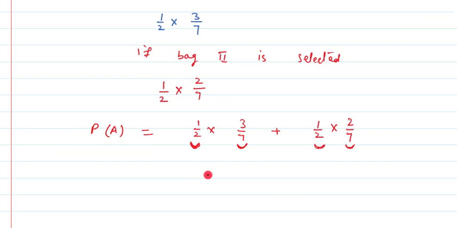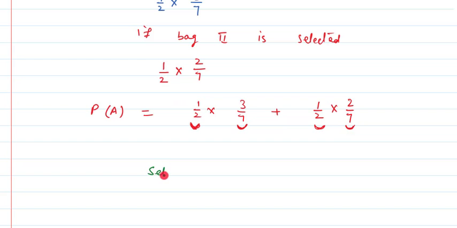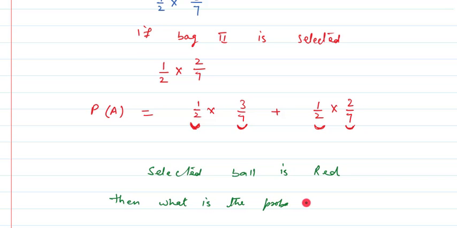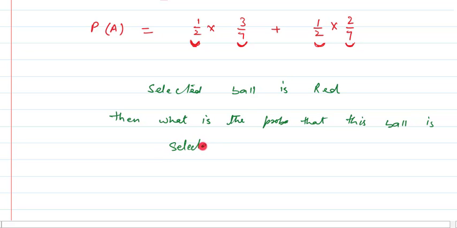Now, if the question is like, find the probability that the ball drawn is from a particular bag, given the color of the ball, let us say the selected ball is red, then what is the probability that this ball is selected from any one of the bags? Let me say bag 2.